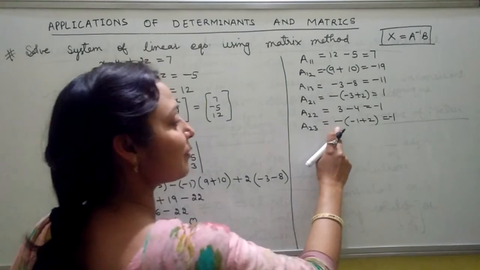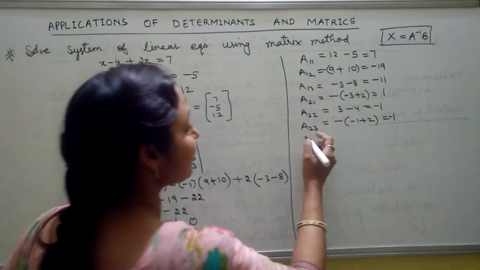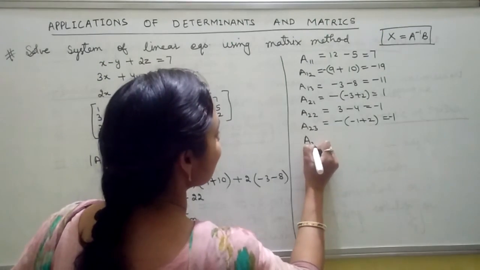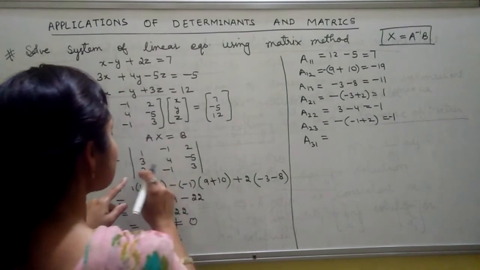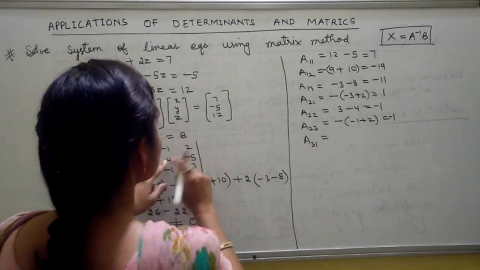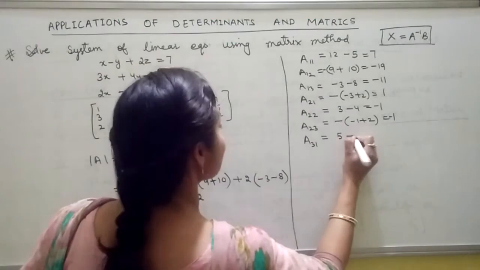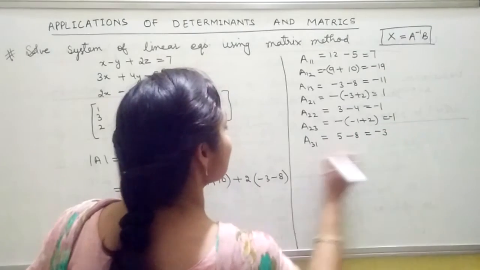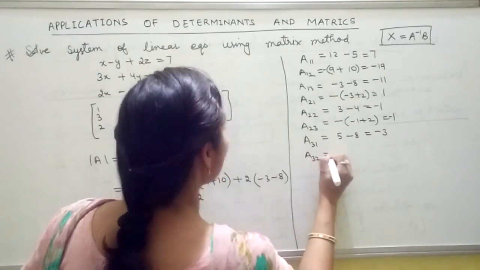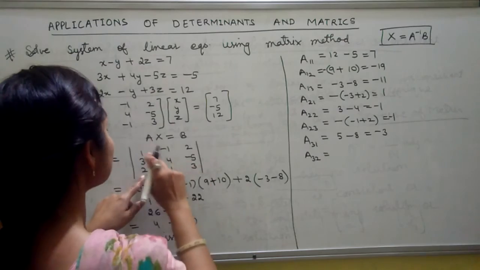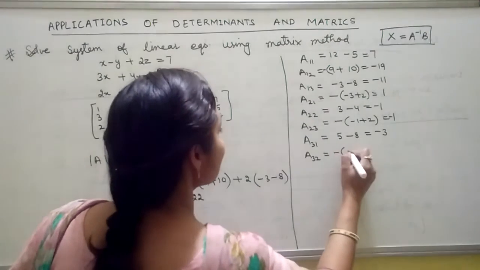Okay. We have positive 1 but we have the negative sign in this one along with this value. A31. This and this will cancel. 5 minus 8, that is minus 3. A32, again odd. This and this will cancel. Minus 5.